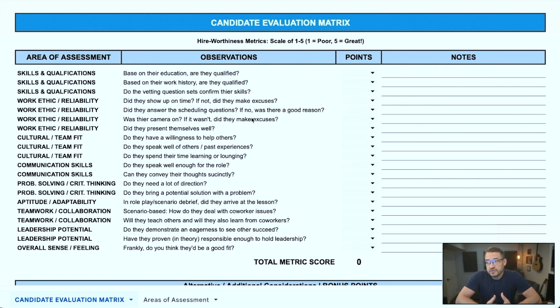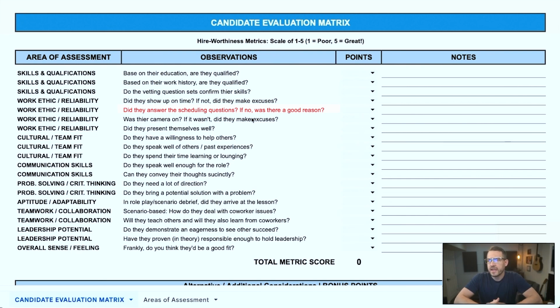These things happen. So we want to know, not just did they show up on time, but did they start making excuses? And if it was an excuse, was it actually just a reason? So we want to make sure we measure that against our conscience and understand whether or not they're being legit. Hence the overall sense/feeling at the bottom there. So did they answer the scheduling question sets? If no, was there a good reason, right?